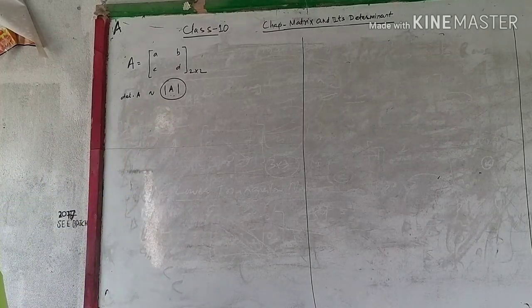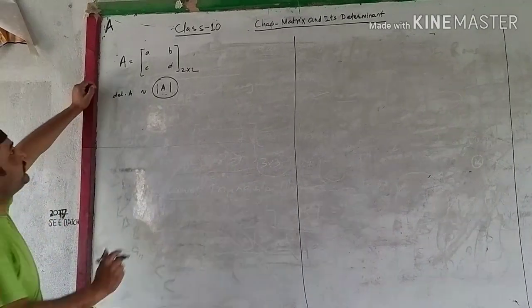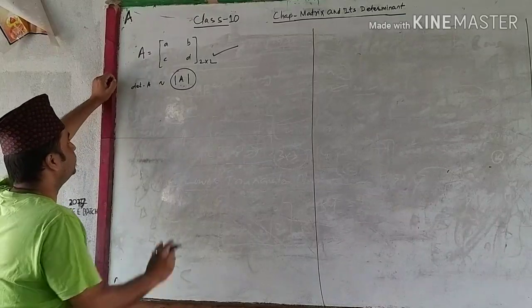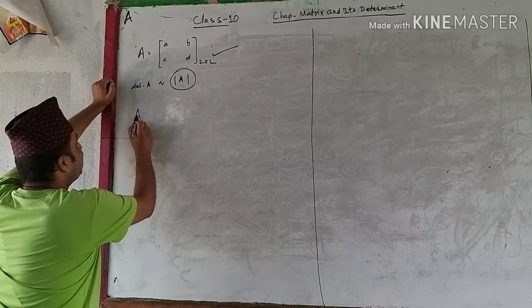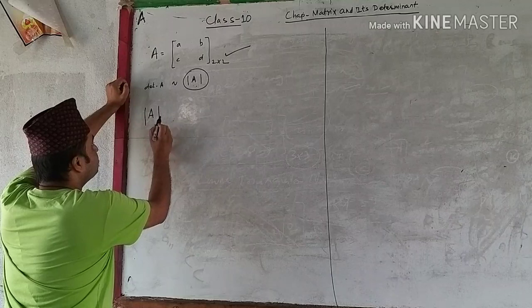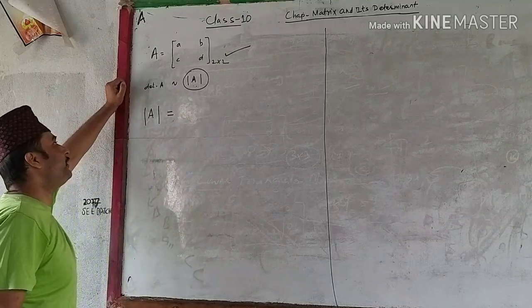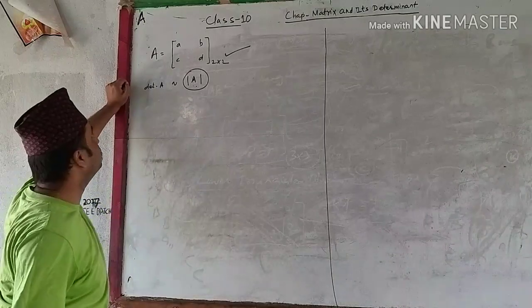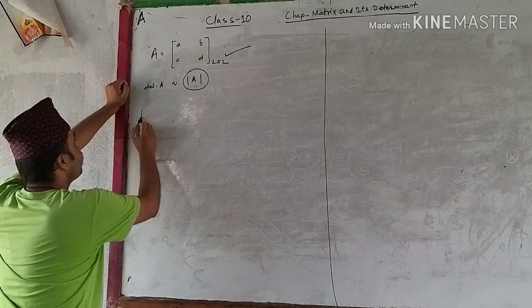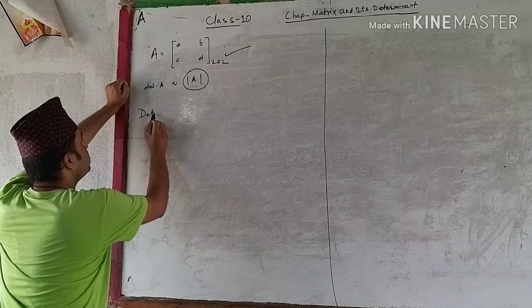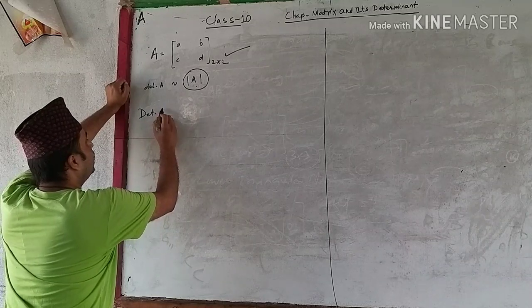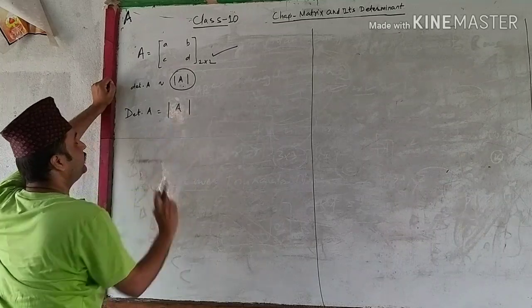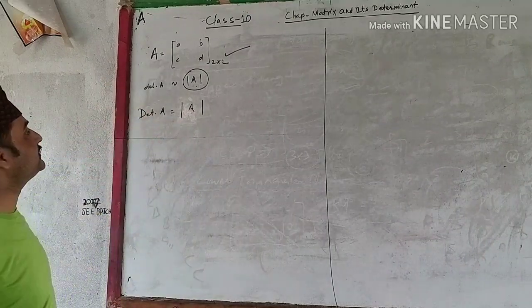Now let's find the determinant of this matrix A. You can write it in this way also: determinant of matrix A is equal to this. This is also the determinant only. Here we are finding the mode. This is the determinant of matrix A.